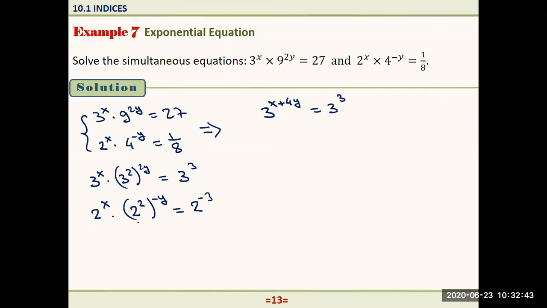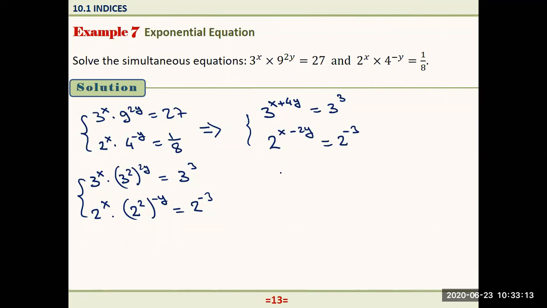And how about the second equation? From the second equation, here we have 2 to the power x, 2 times negative y, it is minus 2y, and if you just add the exponents up, because they are multiplied, x minus 2y. That's equal to 2 to the power negative 3, right? As you see here on both sides, actually the bases are equal. Here we have 3, here we have 3, here we have 2, here we have 2. So for these equations to be true, the exponents must be equal to each other.